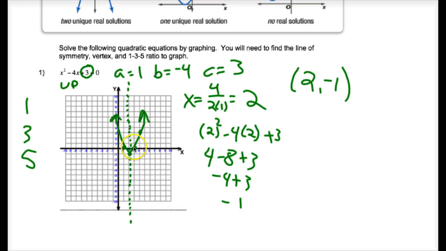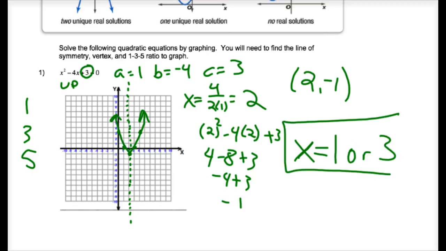So here's my question. Where did the parabola cross the x-axis? Go ahead, Alec. 0, 3 and 0, 1. Sweet. 1 or 3. Those are the solutions. You could write 1 and 3, but the word doesn't matter. It's 1 or 3. So we're looking for where it crosses the x-axis. There are 2 real solutions here, and they are 1 or 3.